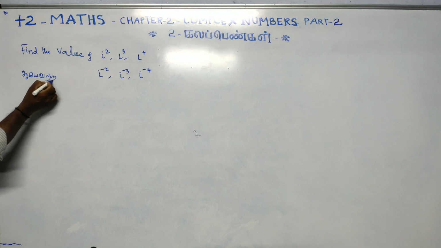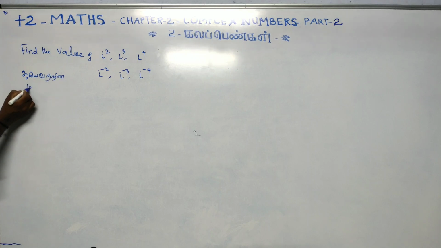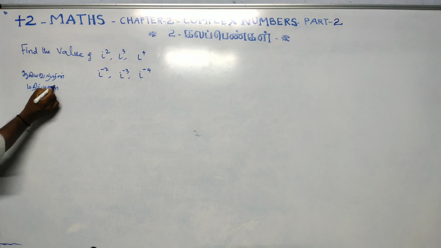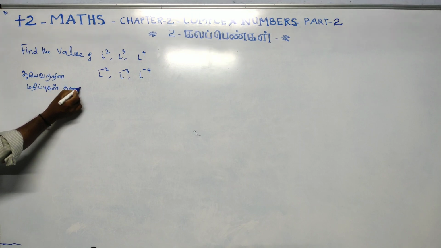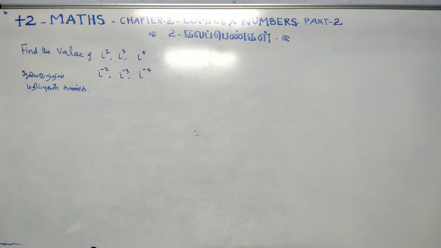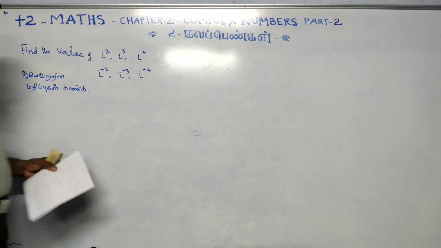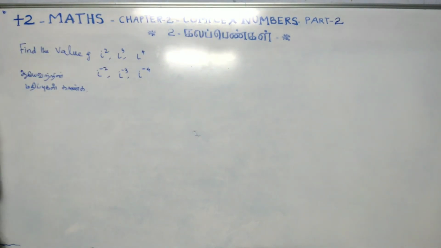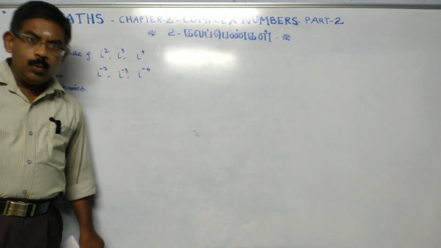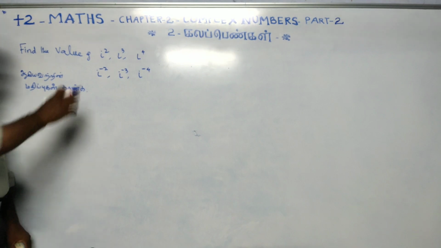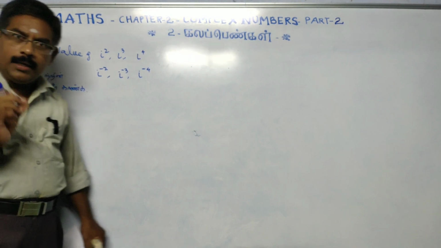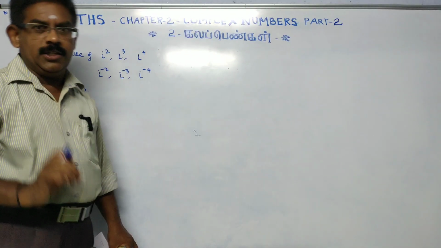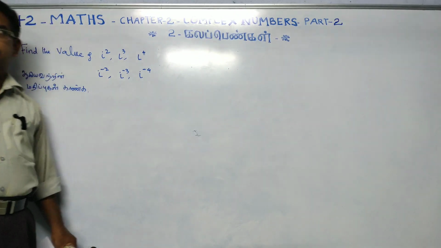This is the question. Okay, find the values of i square, i cube, i power 4. Then i power minus 2, i power minus 3, i power minus 4. How can we find them?